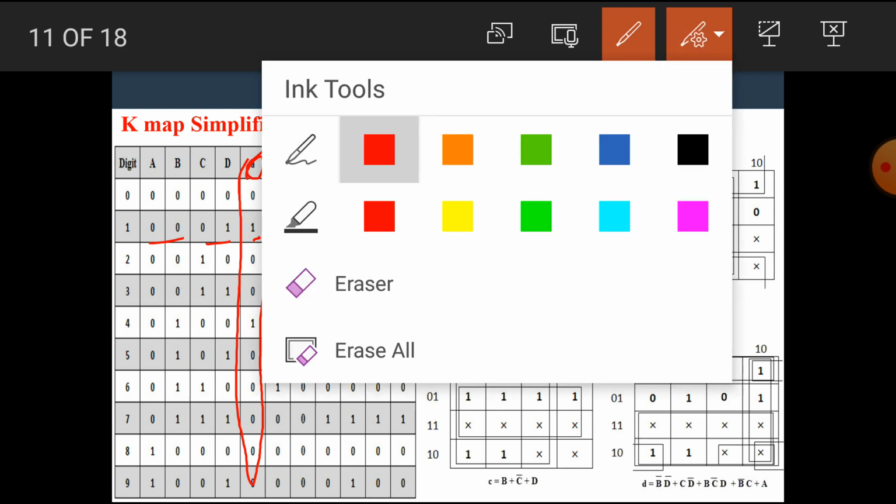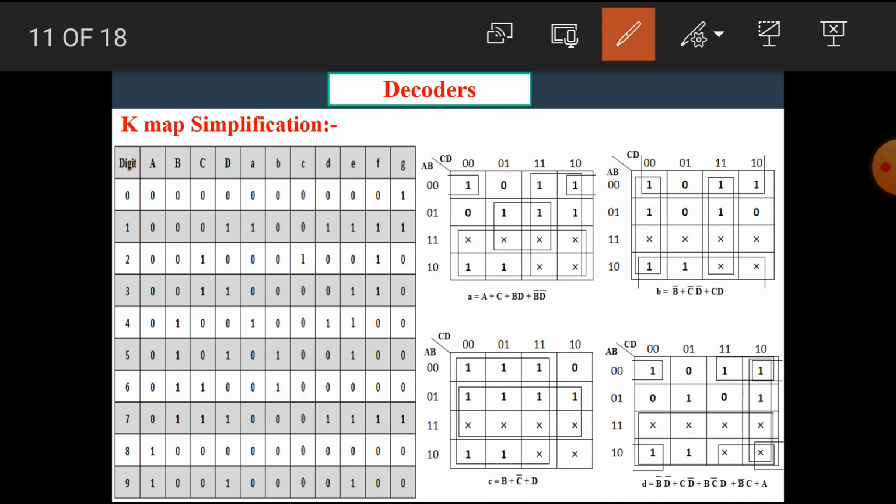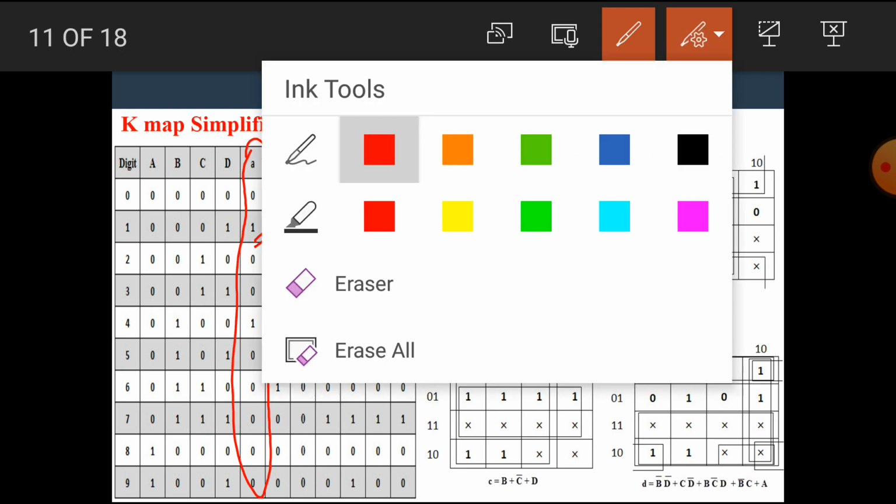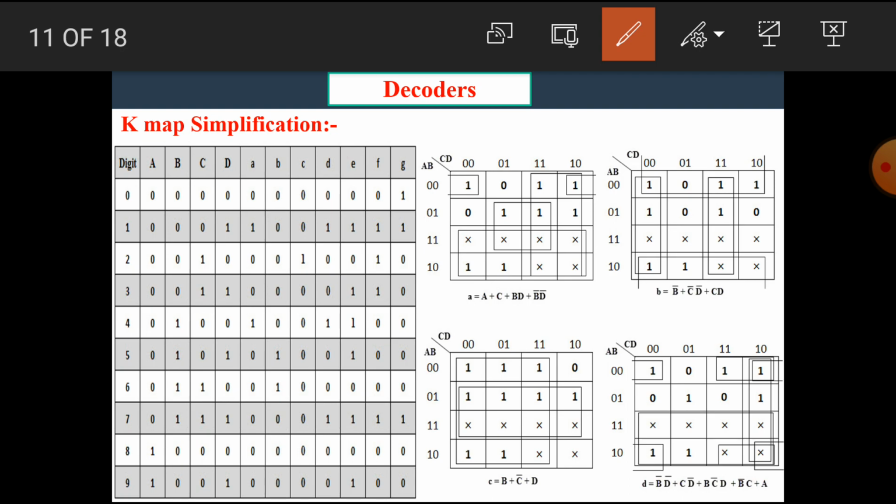Let's see once again. Here for A only, we get the value 0 0 0 1, and we get the K-map for each digit. That means we get here total 7 K-maps for A, B, C, D, E, F, G, and I hope you can draw all the K-maps and find the related equation regarding to this.